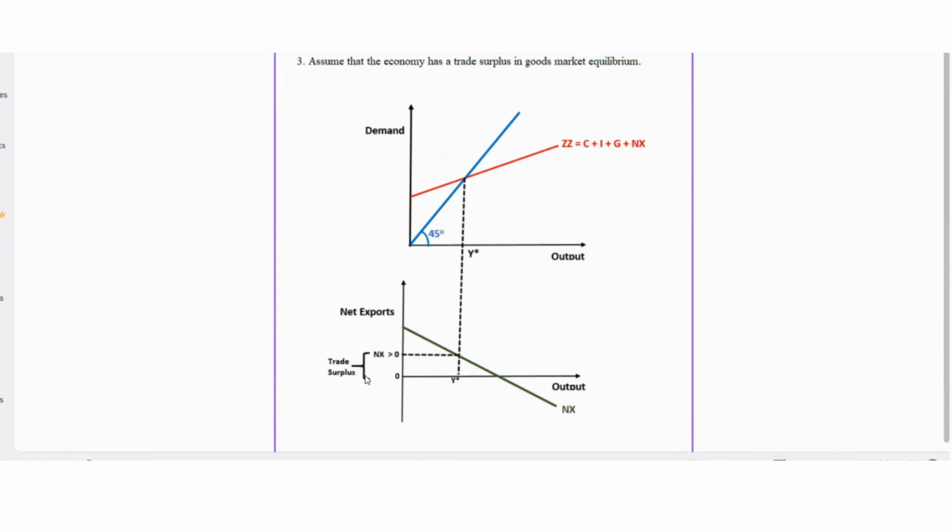So graphically, we can represent it in a two-panel diagram. In the upper panel, you plot your ZZ line and 45-degree line, and the intersection gives us the equilibrium level of output. In the lower panel, you plot your net export schedule to illustrate the trade balance associated with that equilibrium level of output. Now, this could be a trade deficit, a trade surplus, or balanced trade.